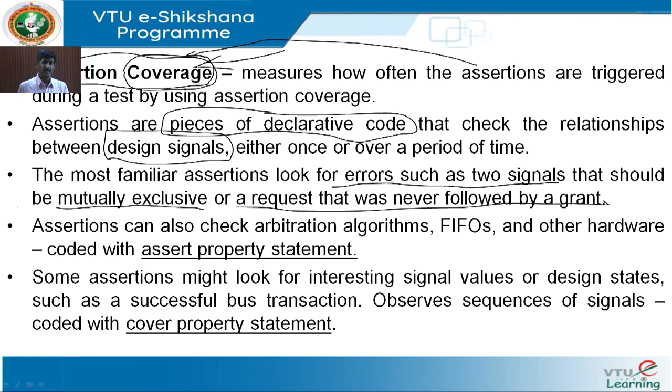So maybe the grant is declared very early, generated before the request is completed, or the whole request time itself will be consumed by the grant time, etc. These are the major familiar assertion errors, which can be derived in assertion coverages. So these assertions can also be checks for different aspects.